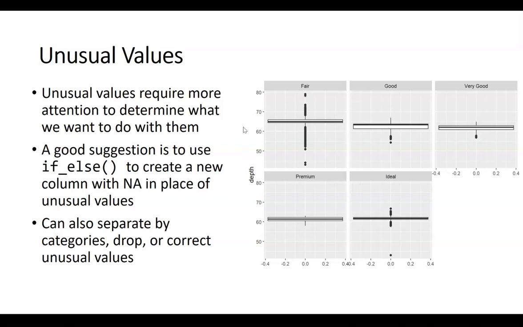There are other actions you could take with outlier values, including dropping them altogether, or if you feel confident that they were mistakenly entered and that you know the correct values that should be in place there, you could correct these unusual values.